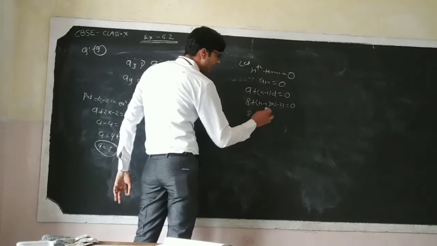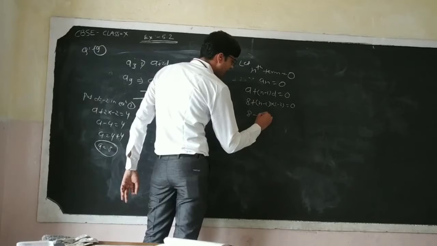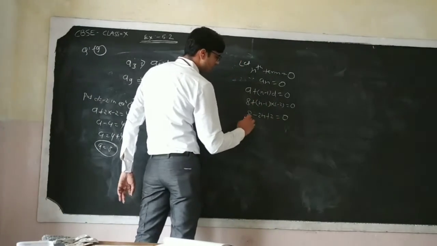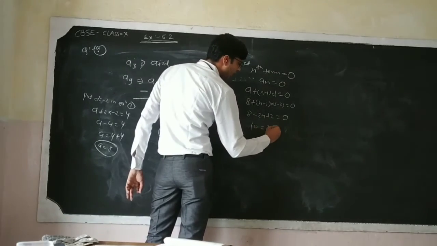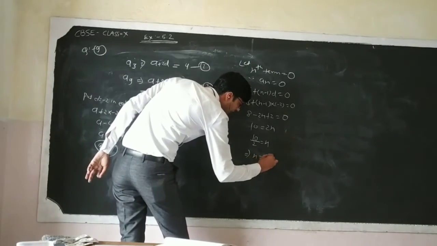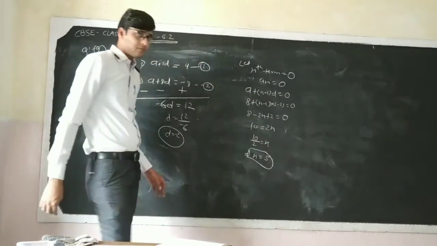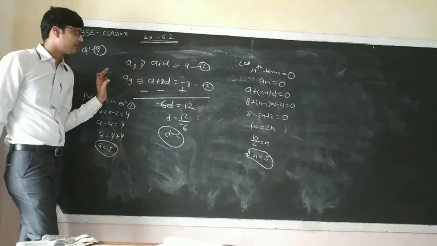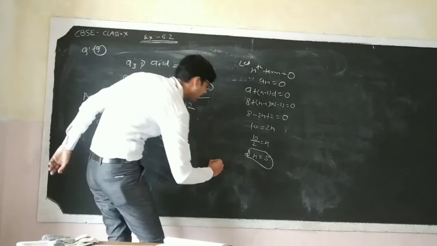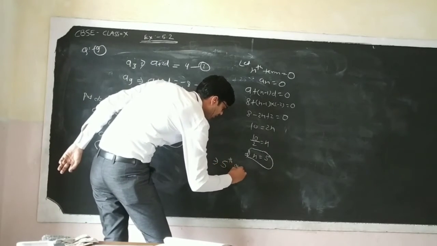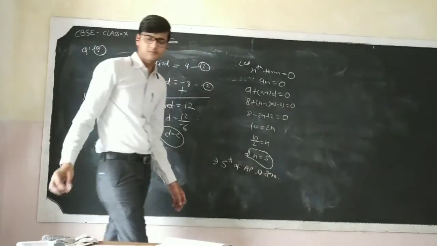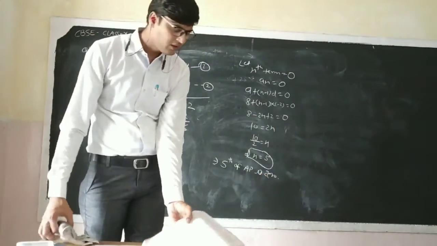So 8 minus 2 multiplied with n gives minus 2n, and minus minus plus 2 equals 0. So 10 equals 2n, 10 upon 2 equals n, so n equals 5. This implies the fifth term of this series, the AP, is 0. Clear? Now I take another question.